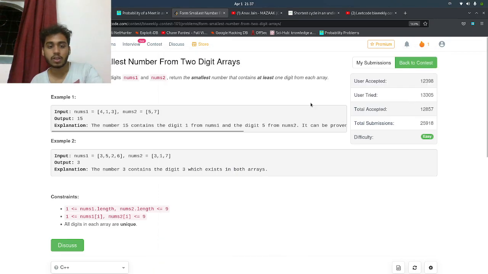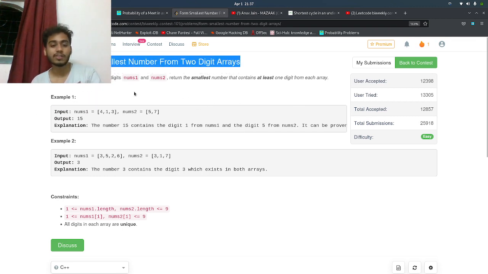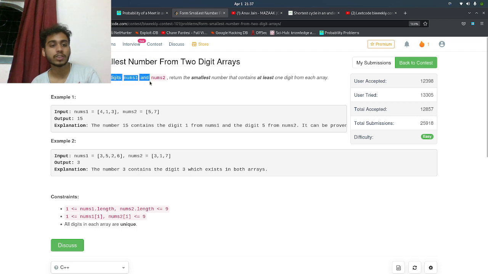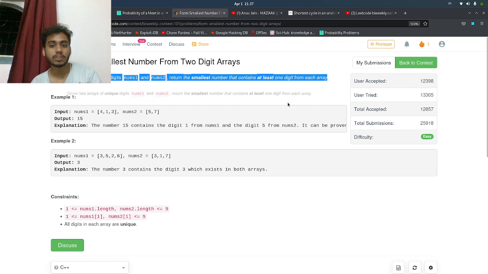So today I'll discuss the solutions of the questions from Biweekly Contest 101. Anyways, the first question says, given two arrays of unique digits nums1 and nums2, return the smallest number that contains at least one digit from each array.